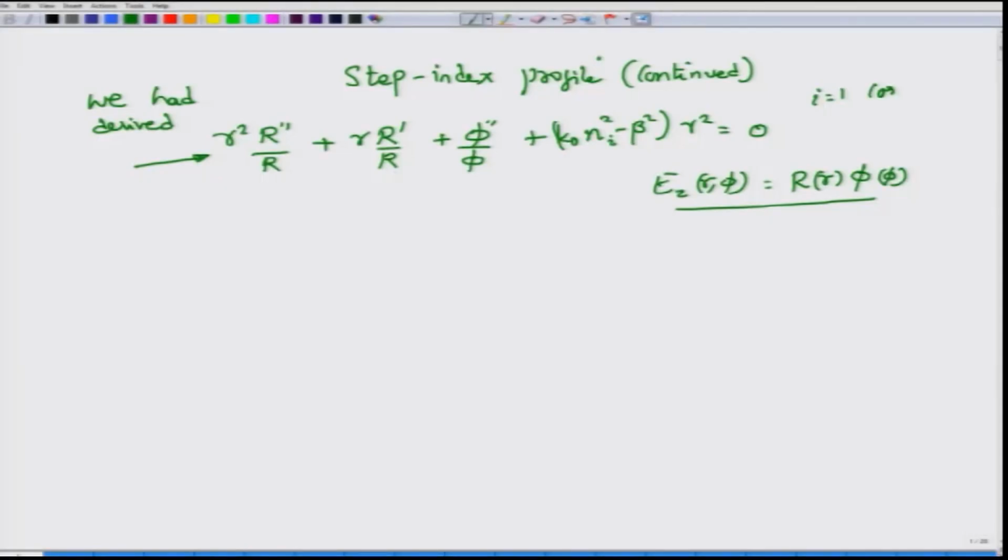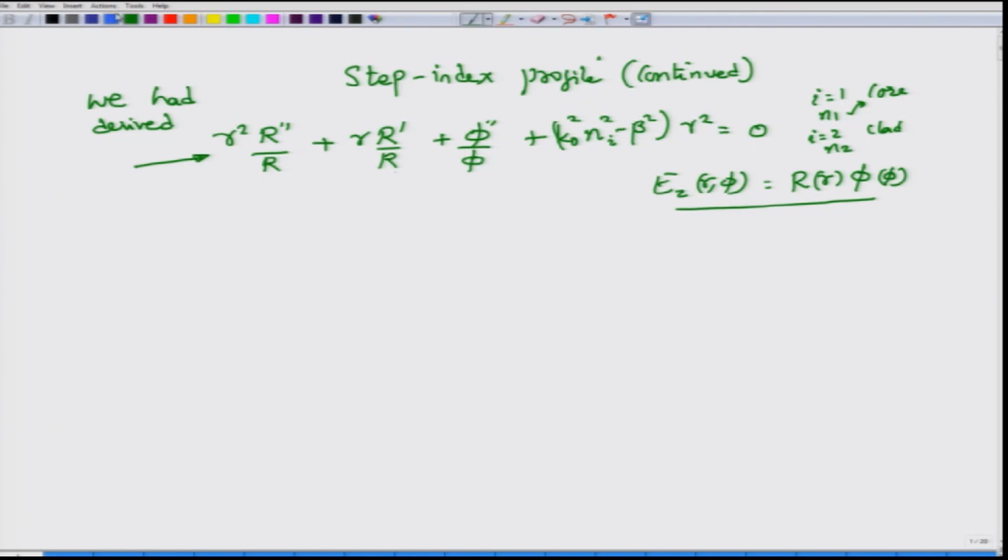So, go back to this equation that you are seeing now, and you have to understand that we will have to write two such equations, one for the core and one for the cladding, because the refractive index in the core is different from the refractive index in the cladding. Inside the core, n will be equal to n1, outside n will be equal to n2. So, if I say i equals 1 corresponds to the core, then n1 will be the core refractive index, i equal to 2 corresponds to the cladding, and therefore n will be equal to n2, and that is why I have written this as k0 squared ni squared minus beta squared. Beta is of course the unknown propagation constant which you are trying to find out.